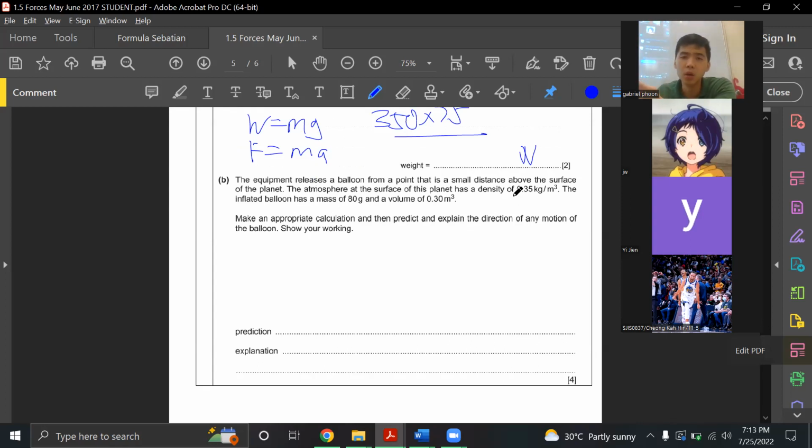So from here, they already give you the density, and they give you the mass here, and this is the volume. And obviously, in this case here, if I want to find the density of the balloon, do I take 80 divided by 0.3? 0.08. Yes, it's supposed to be 0.08. Why? Because this is in kgs per meter cube, guys.